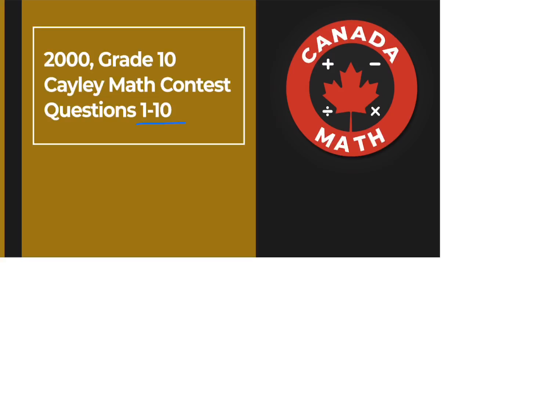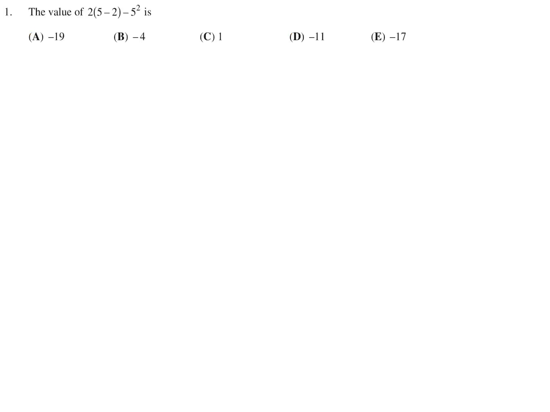Questions 1 through 10 of the 2000 Grade 10 Cayley Math Contest. The value of 2 times 5 minus 2 minus 5 squared.